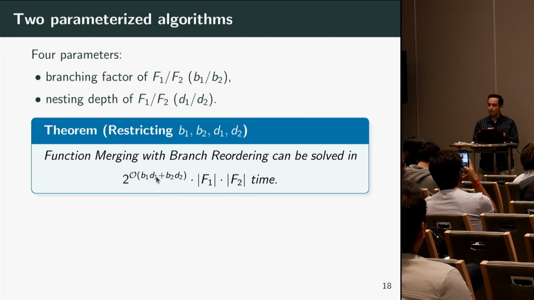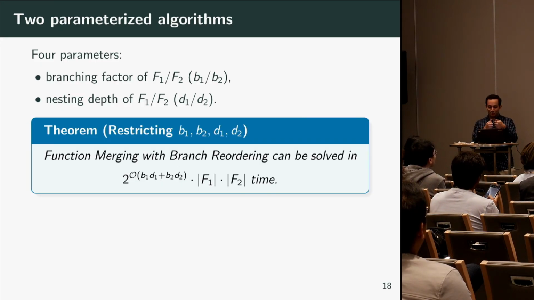So in general, this is not a fast algorithm. It's very inefficient. But if you restrict the 4 parameters, meaning that they have small values, then this term actually becomes acceptable. And this is polynomial, so the overall running time is efficient.